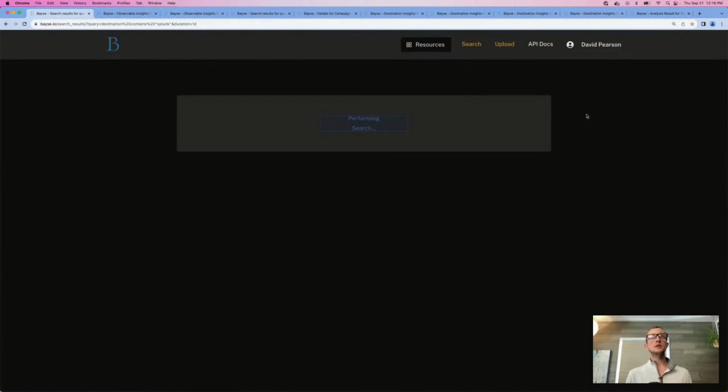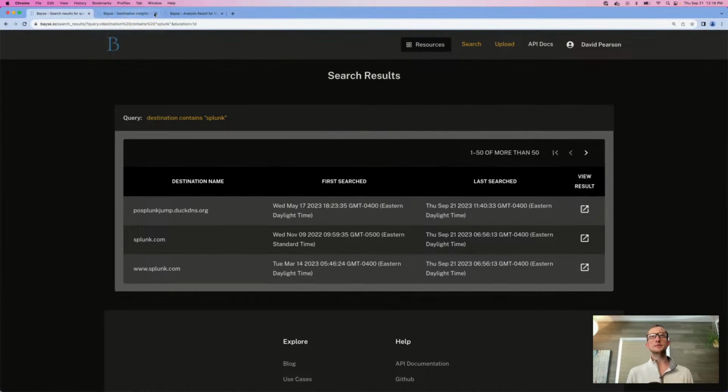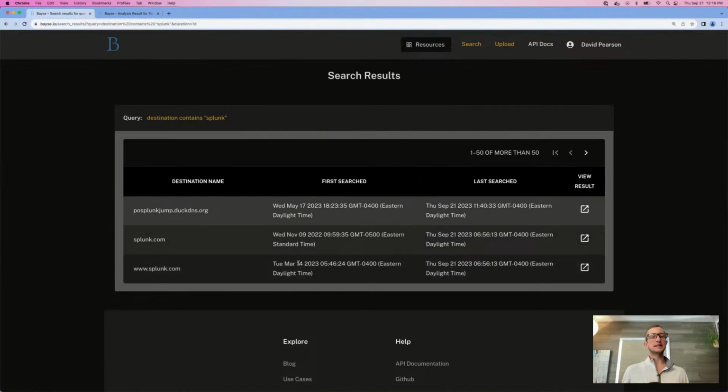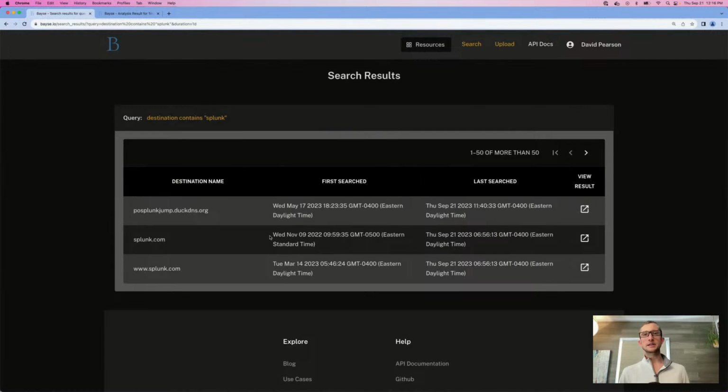Okay, so this should just be looking at the last day. And I'm just going to get rid of some of these other tabs. Okay, so we still have just the same three results. You can see that they were last searched today. One of these was me a little bit earlier, but they've all existed for much longer. So they're very likely not at all related to a campaign against Splunk. And obviously two of these are actually Splunk. So we're not going to waste our time digging into those. That seems like it's a loose end.